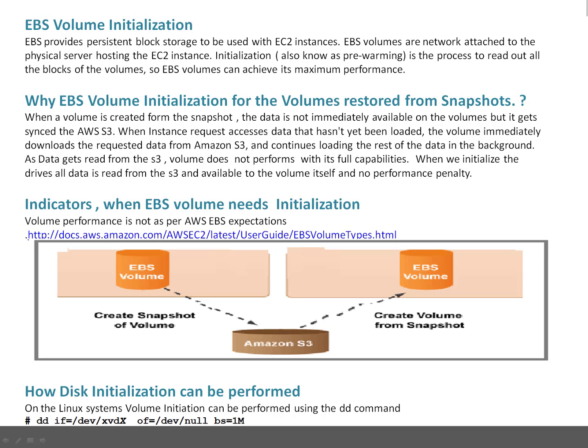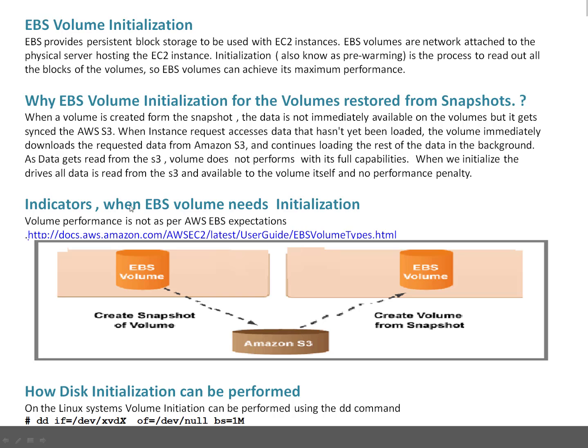You can see on the screen that you created a volume from the snapshot from S3 and you get an EBS volume. But what I mentioned, data is not immediately available. When you read the volume, then data gets synced from here. Otherwise, if you don't read, then you will get a performance penalty. So that's something Amazon always recommends: whenever you create or restore a volume from a snapshot, make sure you initialize the volume. Because otherwise, if that volume is used in production, definitely you are going to be hit by the performance penalty.